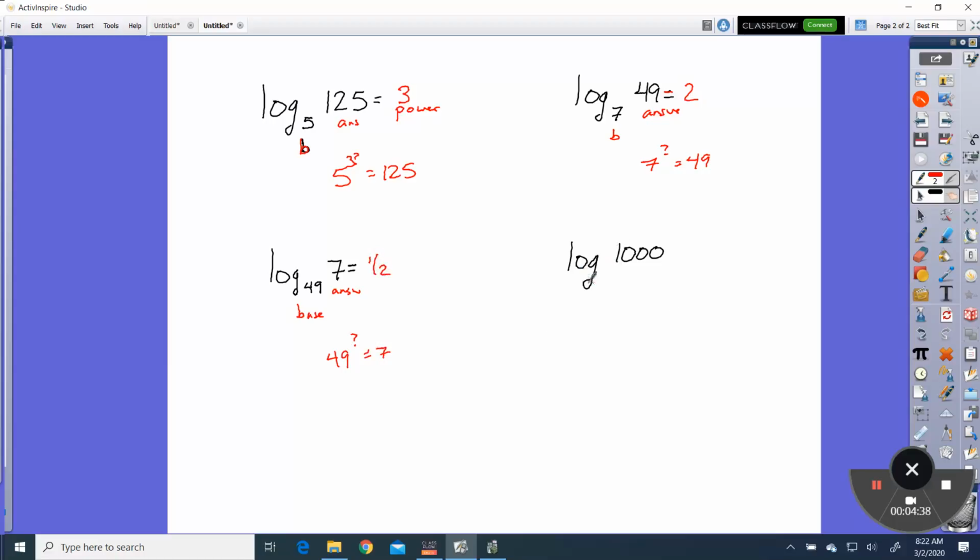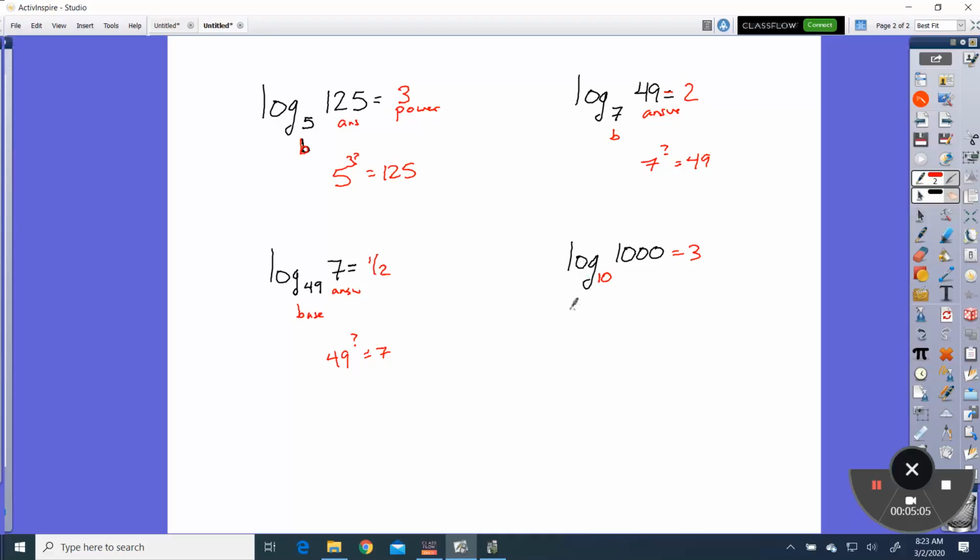Now, this one's kind of an interesting one. It says log, there's not a base, and it says 1,000. If you ever just see a plain old log, what does it mean? It means it is a base 10. Okay? So that is 3. 10 to the third power is 1,000. So if you ever see just a plain old log, it means it's an understood base 10.